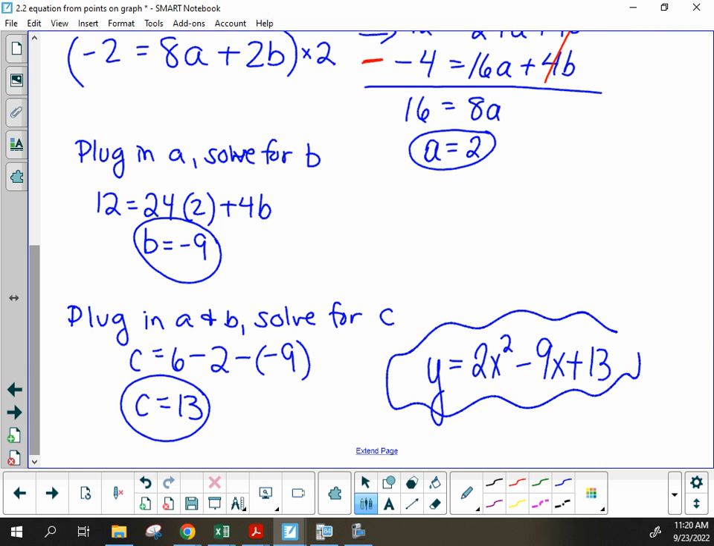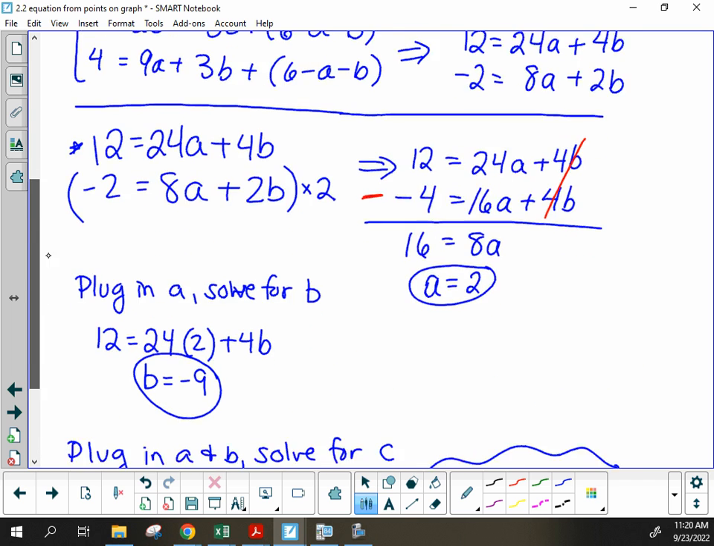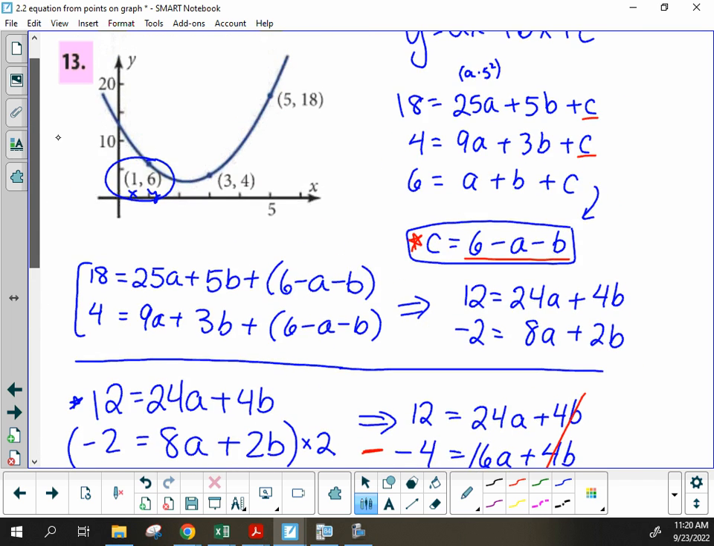Don't forget to think about ways you could double check your work. Go back to the given info at the beginning. You know some points that are on that graph. Make sure that those do correspond with the equation that you just found.